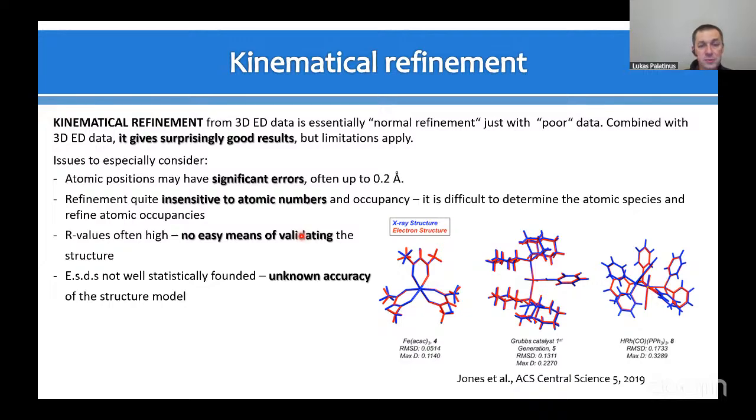With an R factor of 25%, there is a lot of room for hidden, even fundamental errors in the structure. So you need to validate using other means, your crystallographic knowledge or some other external knowledge. And last but not least, because the ESDs are based on certain assumptions that are not fulfilled in kinematical approximation, the ESDs are not reliable and therefore we don't know the accuracy of the model.